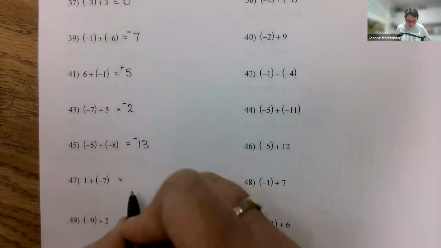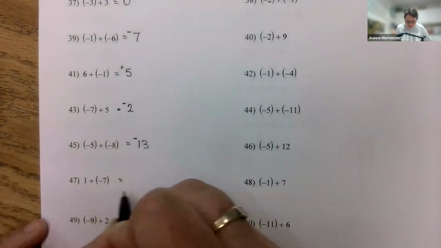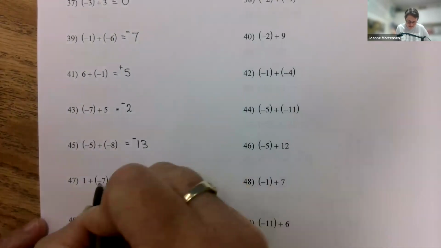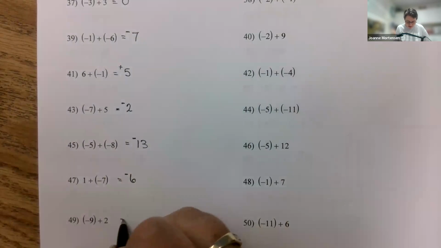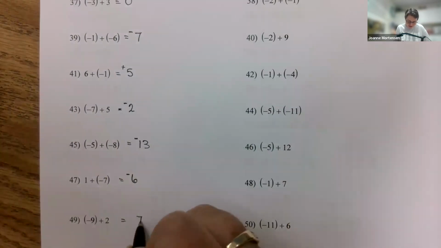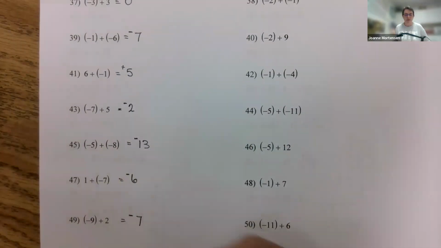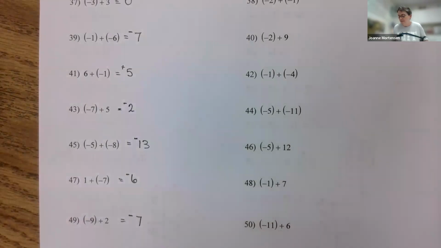1 plus -7. Those are different. So that's going to give me 6. Sign of the bigger one. And -9 plus 2. Signs are different. I'm going to subtract. Take the sign of the bigger one. All right. So I'm hoping that should get you well on your way to solving these types of equations.